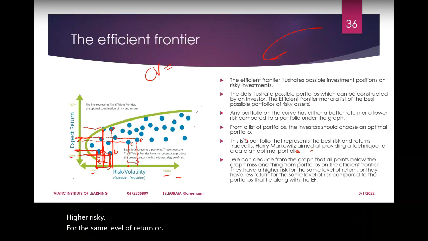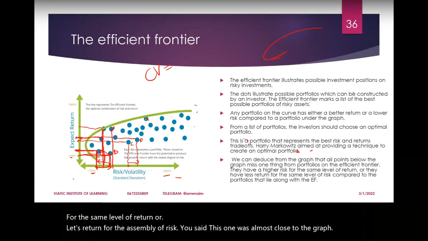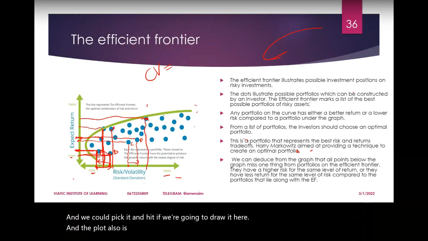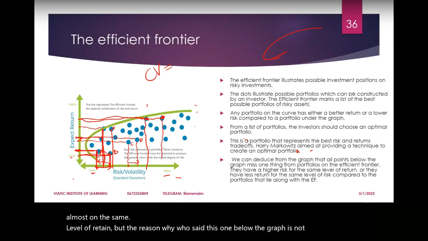You see, this one was almost close to the graph. And we could pick it, right? If we draw it here and plot also its risk, and we want to compare with this portfolio, you see they're almost on the same level of return. But the reason why we say this one below the graph is not ideal is that it has got more risk.